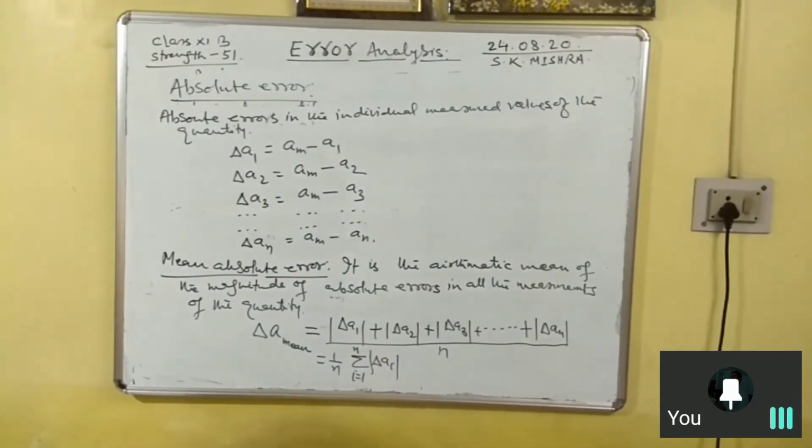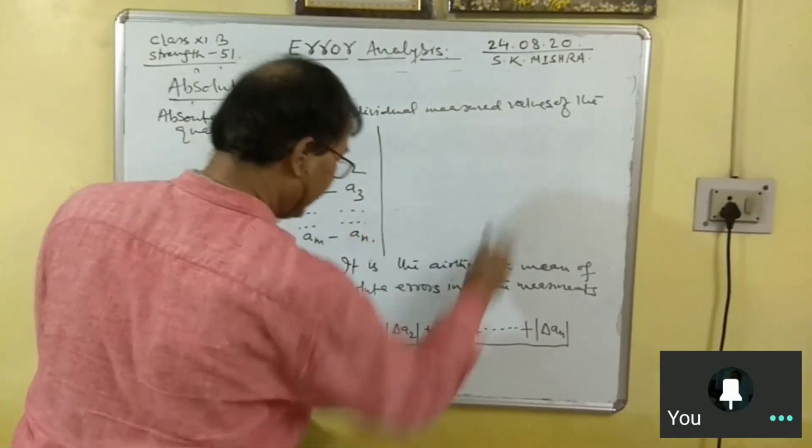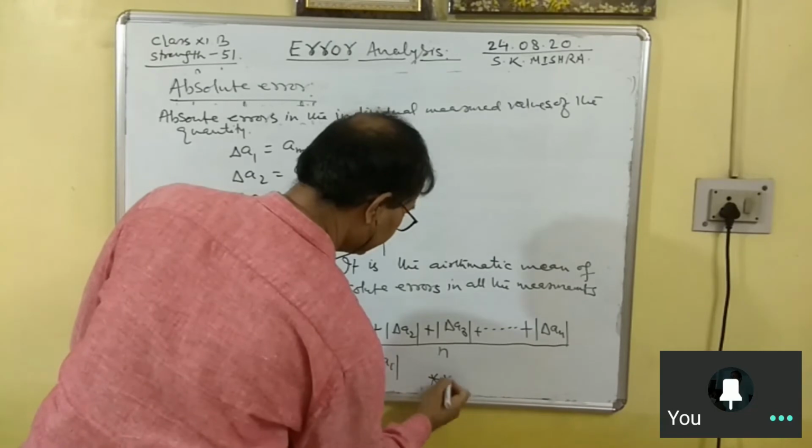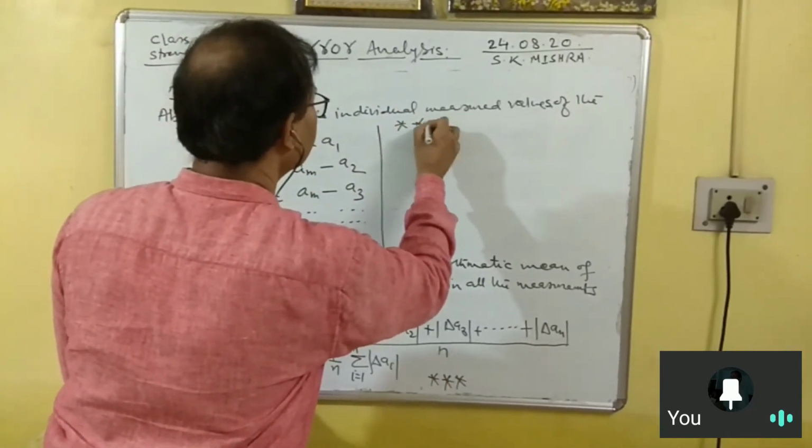Final result of measured value may be written as, you have written up to this point. Now can I write here? Okay. So I am putting 3 star star star for your reference, continuation.